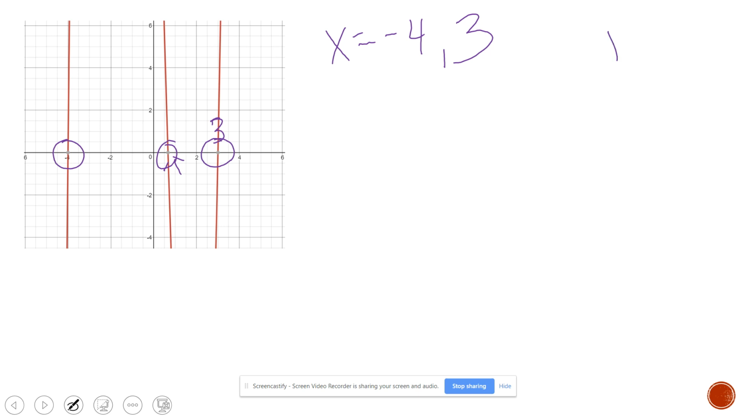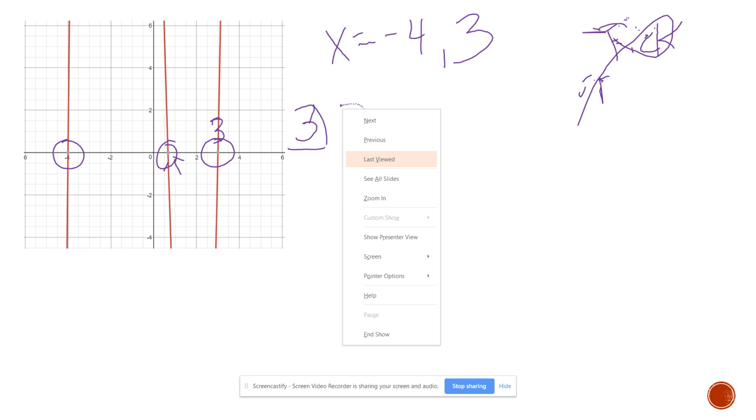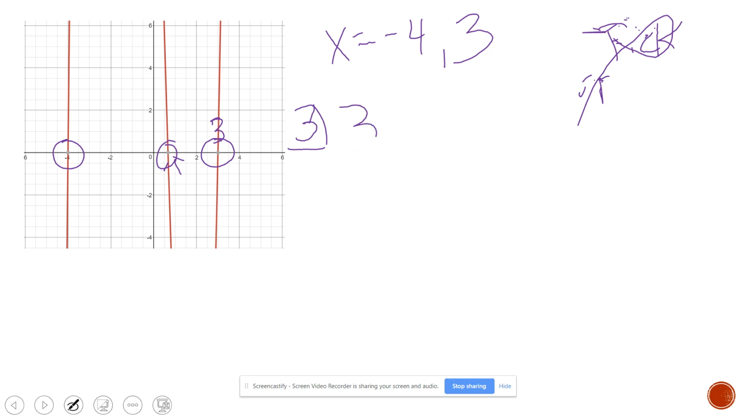So we're going to pick one of those two answers, -4 or +3, it doesn't matter, and use our division. So I'm going to go ahead and use that +3, and I'm going to put it into our synthetic or shortcut division, and we're using 3, 1, -38, and +24.